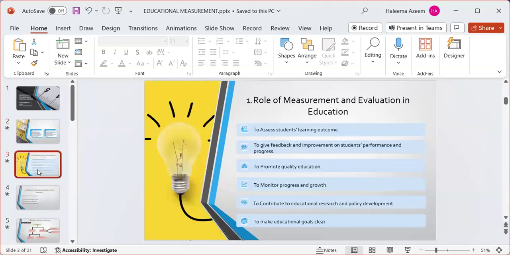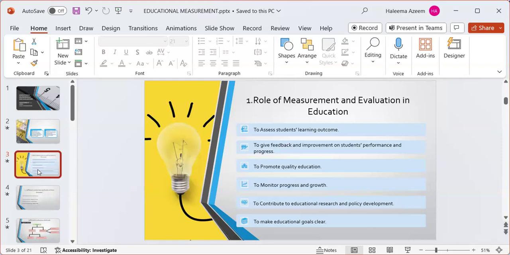First of all, to assess students' learning outcomes. It means that measurement and evaluation help to assess students' knowledge, skills, and competencies, which determine whether students have achieved the desired learning outcomes and educational objectives. Second, to give feedback and improvement on students' performance and progress, which helps them understand their strengths and weaknesses. Third, to promote quality education. By assessing educational programs and policies, we can inform decisions about resource allocation, curriculum development, and educational reforms.